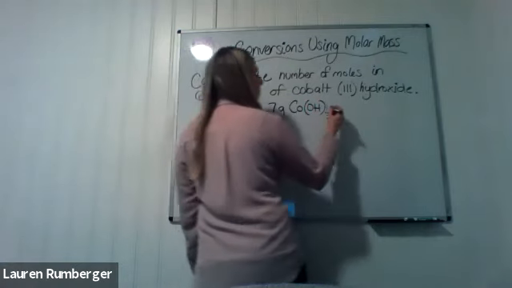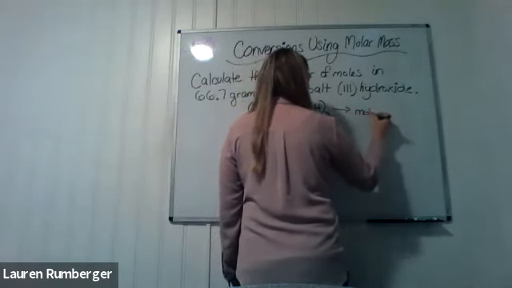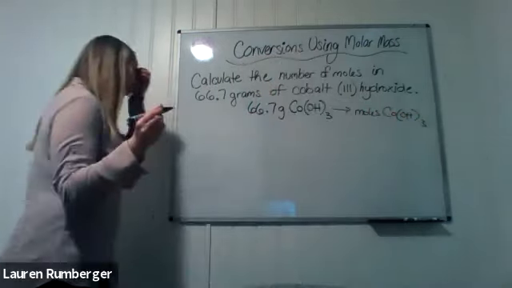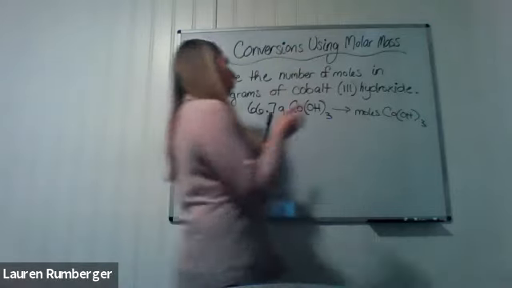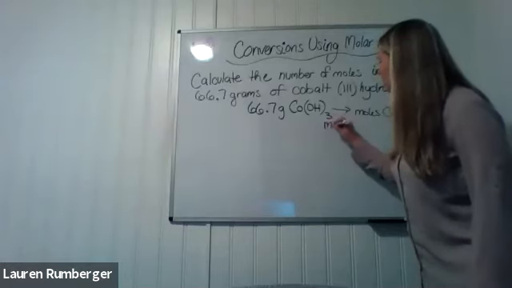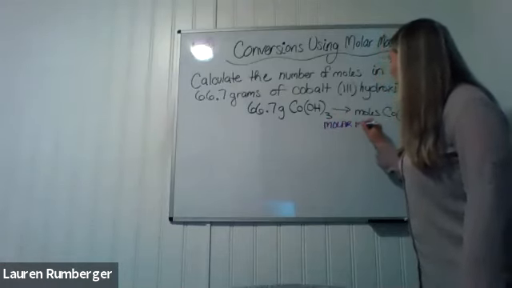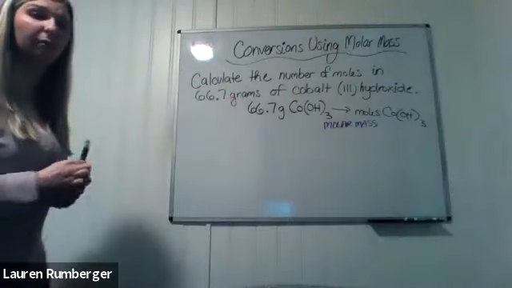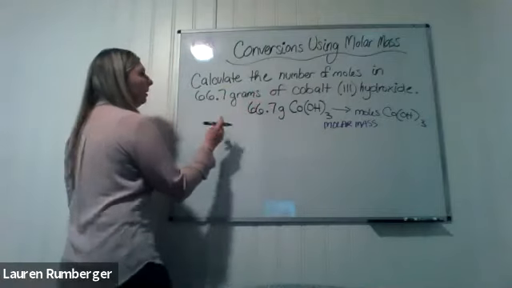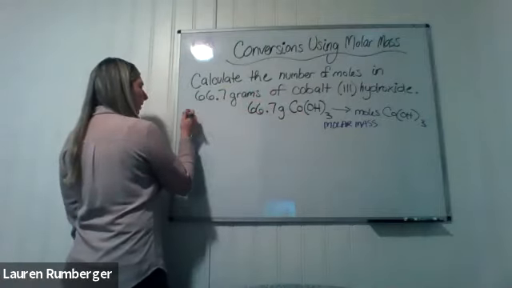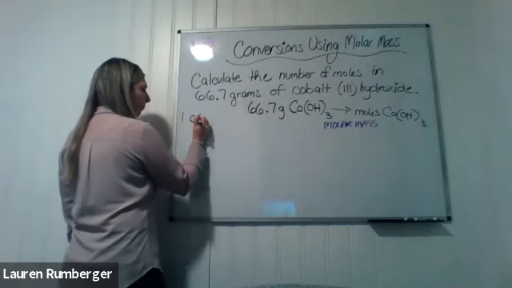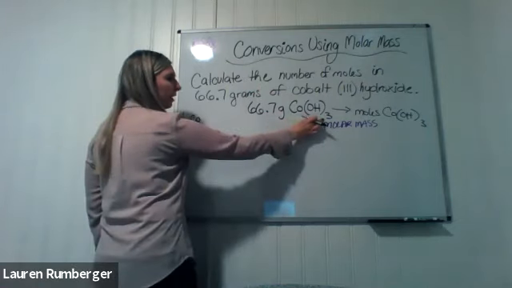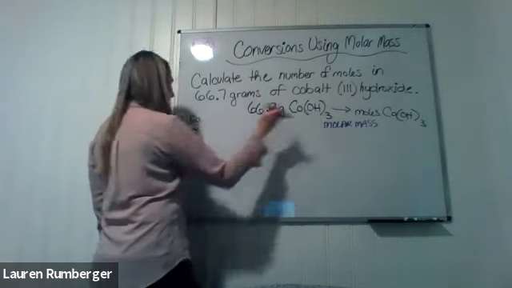So we're converting grams to moles of cobalt-3 hydroxide. Okay, so when we're converting grams to moles, what we need is molar mass. So therefore, we must do a calculation first before we can begin the conversion. So let's begin. Using our chemical formula, we see that we have 1 cobalt atom, we have 3 oxygen atoms, the 3 gets distributed, and then 3 hydrogen atoms.